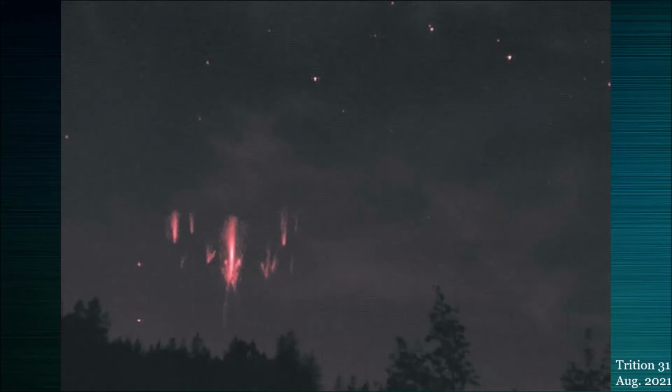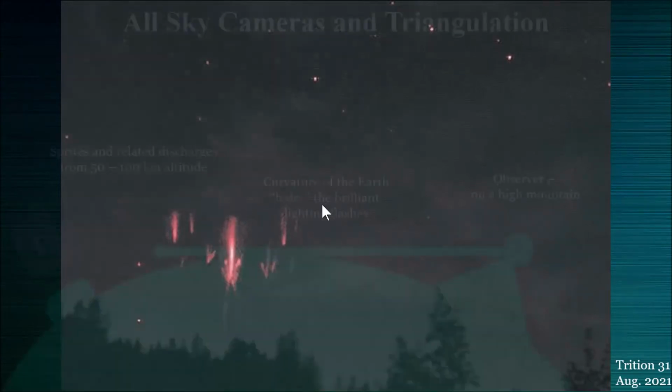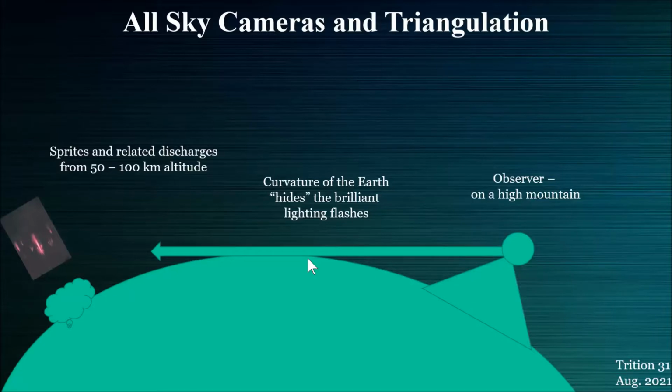So how do we observe sprites? Well, the answer is you go some distance away, go to a high mountain, hide yourself in a high mountain, use the curvature of the Earth, and your sprites are sort of over here, and now the cloud producing the thunderstorm, the thunder, is below the horizon, out of sight, and therefore not blinding the observers, not blinding the cameras, etc.